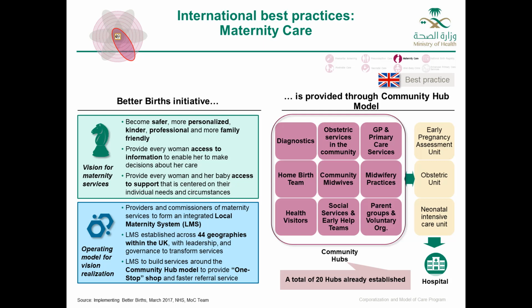In the United Kingdom, the Better Birth Vision aims to transform maternity care services across the country by strengthening the local maternity systems. The initiative focuses on providing women access to information and support centered on their individual needs and preferences. Providers and commissioners of maternity services formed an integrated local maternity system, or LMS, established across 44 geographies within the United Kingdom, with leadership and governance to transform services.